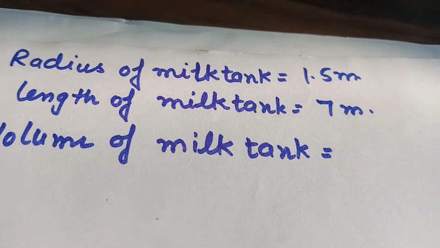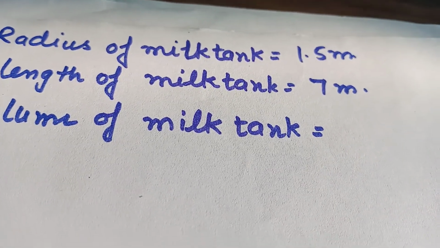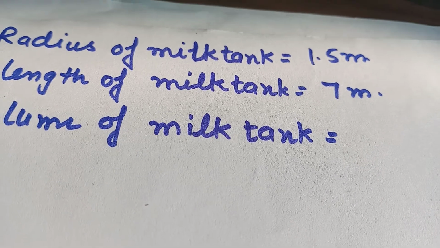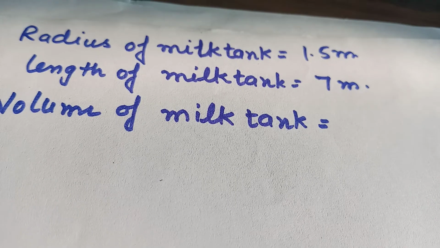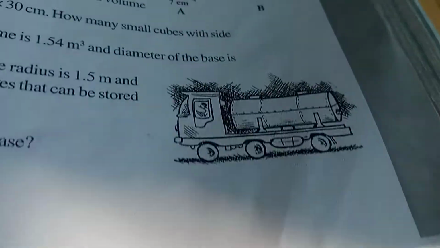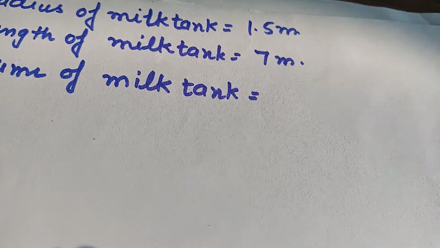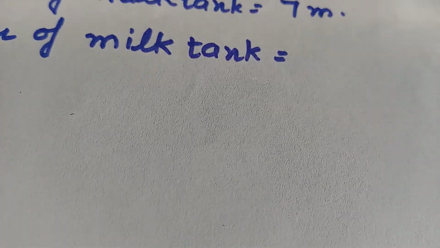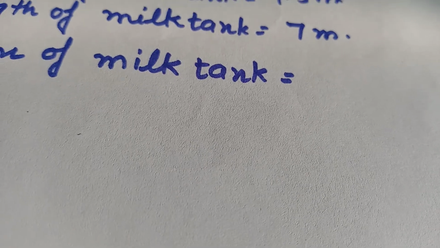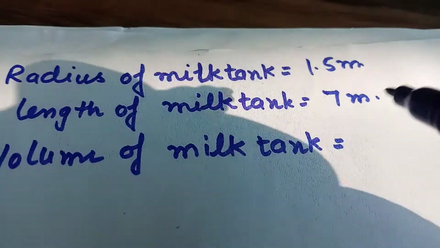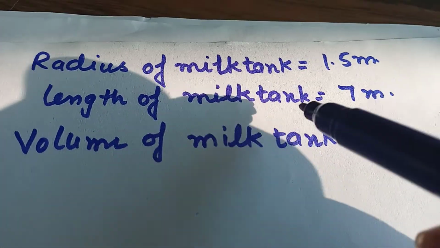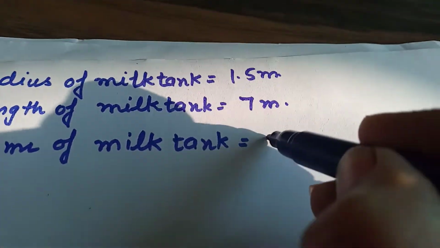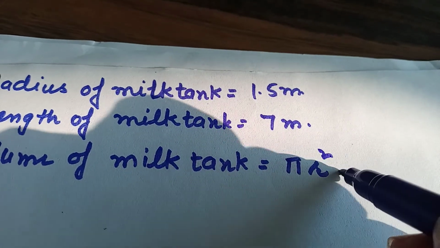Now our next question is question number 6. A milk tank is in the form of a cylinder whose radius is 1.5 meter and length is 7 meter. Look at the figure. Now volume of the tank you have to find out, and you have to find the quantity of milk in liters, means the capacity will find out. Radius 1.5 meter, length, this length means the height. A volume will be pi r square h.